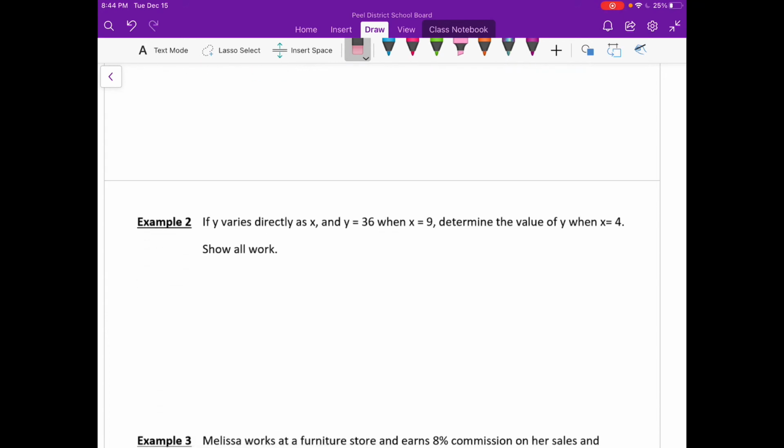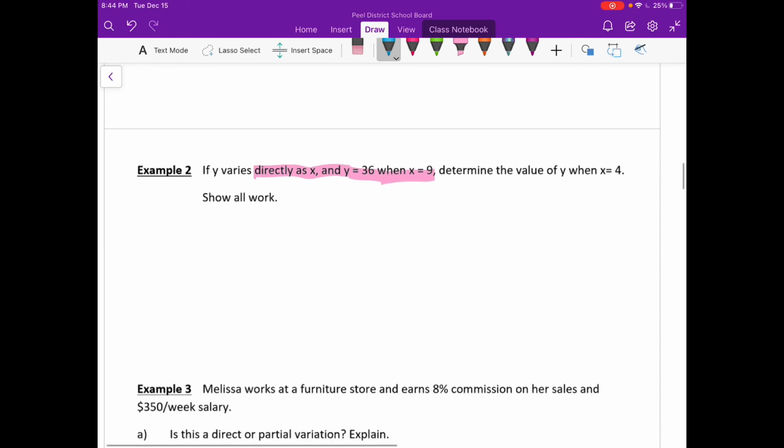If y varies directly as x, which is the same thing as saying this is a direct variation, and y is 36 and x is 9, determine the value of y when x is 4. So first things first, let's figure out the constant, or the slope.